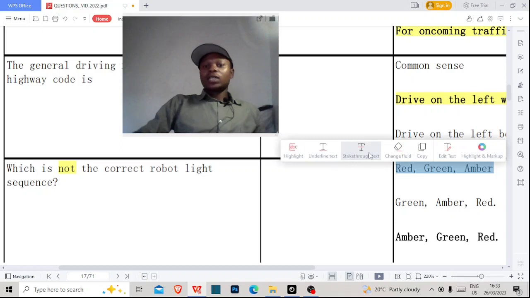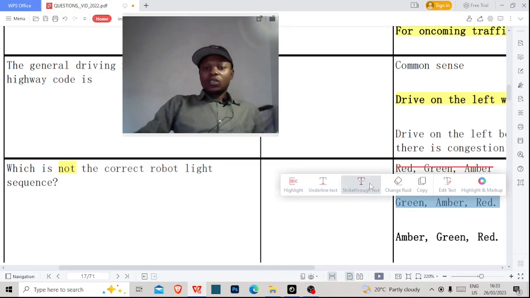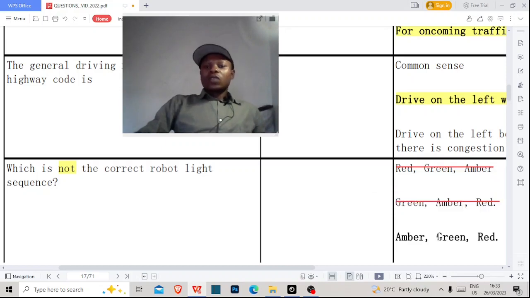But we are not looking for the correct robot light sequence here. Now let's look at the second one. This one is also GAR. So this one is correct, but that's not the answer here. Now let's look at this one. This one is GRA. So this one is not GAR. It's not GAR.